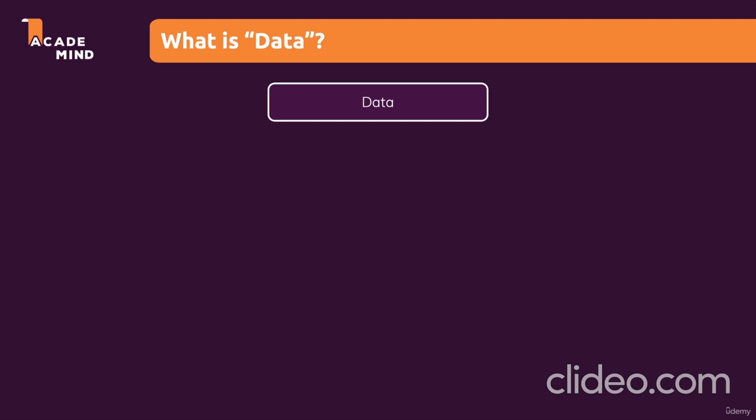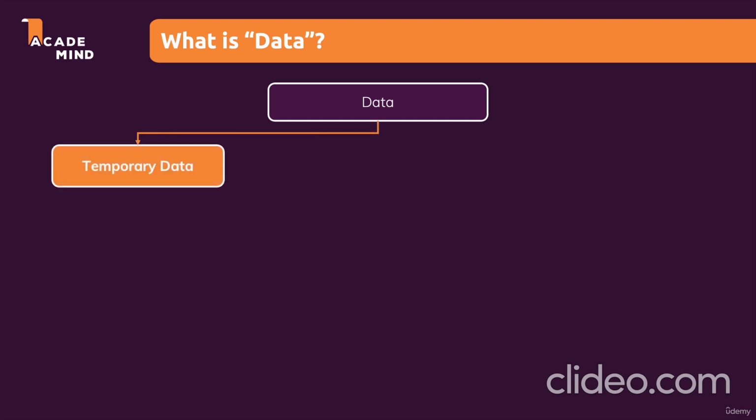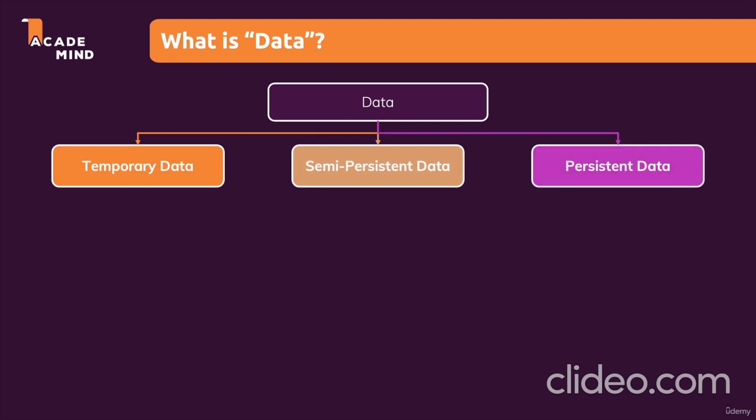But we can actually differentiate between different kinds of data. For example, there is temporary data, semi-persistent data, and persistent data. These are not official classifications, these are just some different categories I came up with here, and I'm going to explain which kind of data goes into which category in just a second. And let's therefore maybe start with temporary data.